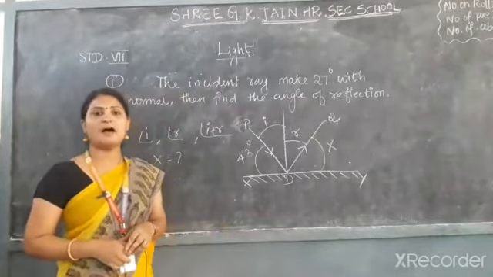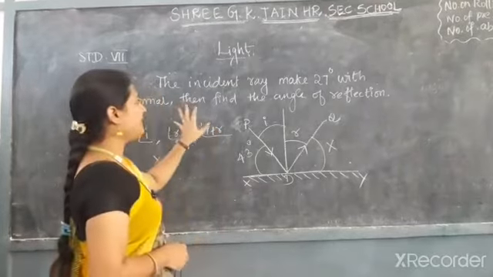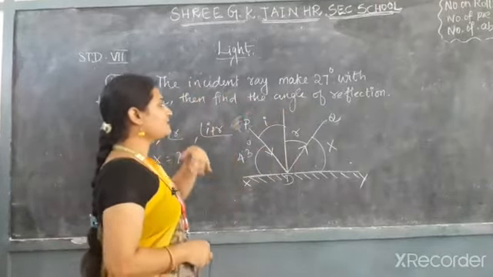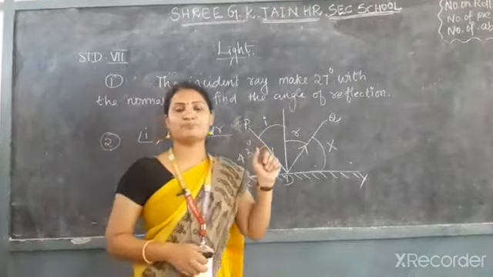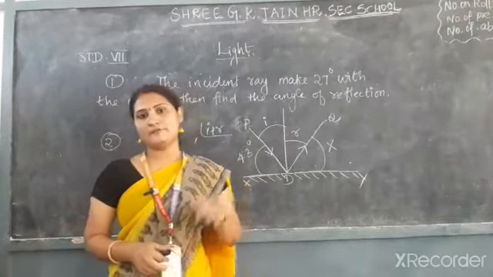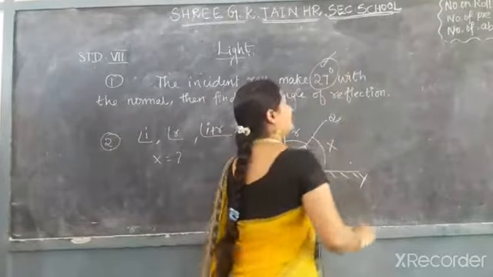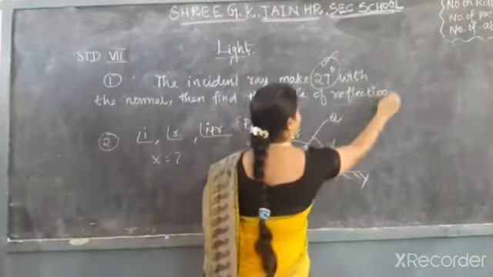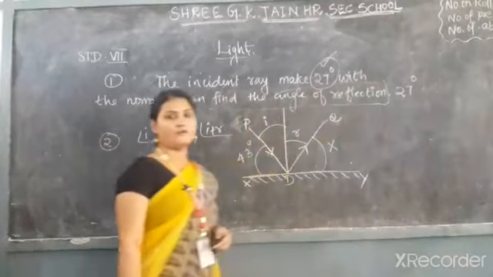Based on reflection, we have to find the angle. In this sum they have given the angle of incidence, that is 27 degrees, and using that we have to find the angle of reflection. We can easily do this problem. We know that based on the law of reflection, the angle of incidence and the angle of reflection are equal. So the angle of reflection also will be 27 degrees.